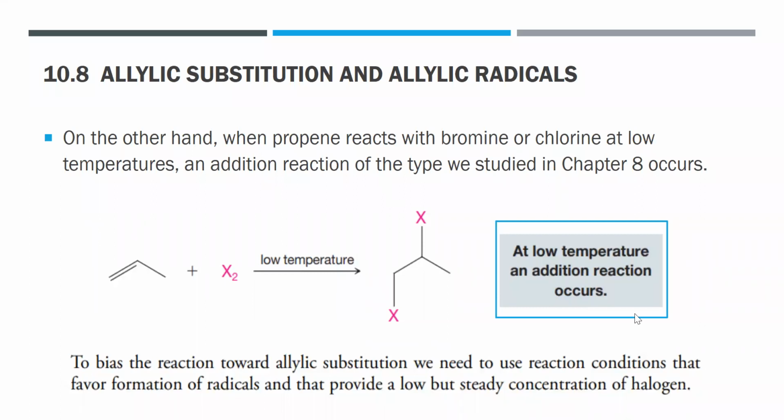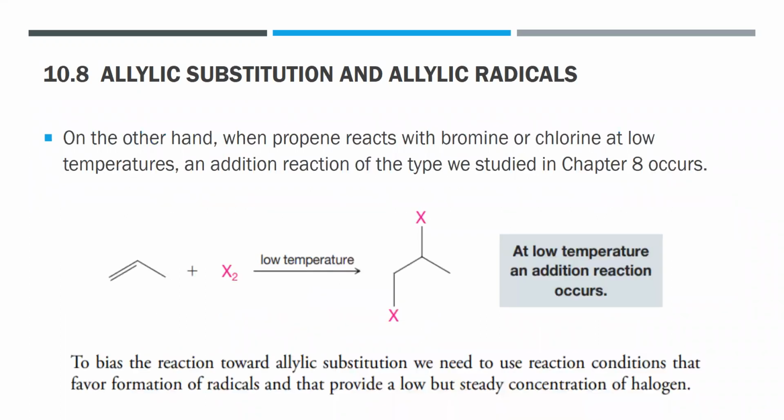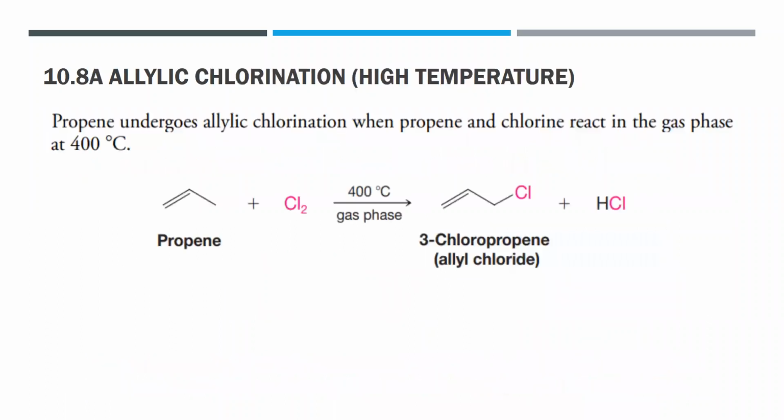For the addition reaction, it occurs at a low temperature, but the substitution occurs at a high temperature or in the presence of a radical initiator. It's very important to note the condition of the reaction system, because the product might be different depending on the condition or environment of our reactants.